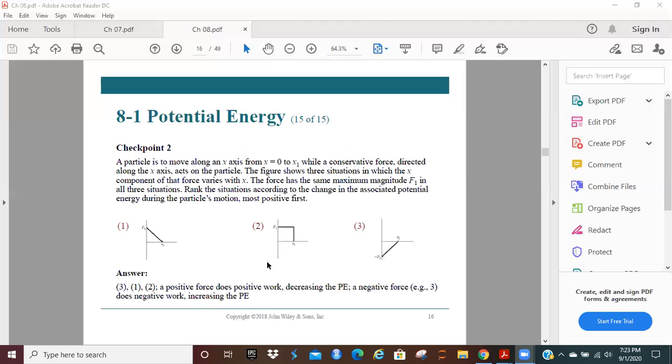So checkpoint 2. A particle is to move along an x-axis from x equal to 0 to x sub 1, while a conservative force directed along the x-axis acts on the particle. The figure shows 3 situations in which the x component of that force varies with x. The force has the same maximum magnitude, F1, in all 3 situations. Rank the situations according to the change in the associated potential energy during the particle's motion, most positive first.